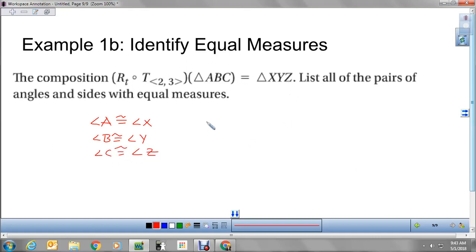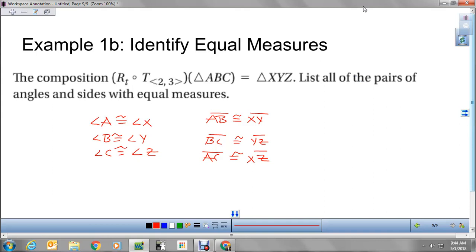And then if we do the segments here, the sides of our triangles, we have the segment AB going to be congruent to XY. Then we have BC, that's going to match up with YZ. And then we have the last two, first and last, AC is congruent to XZ.